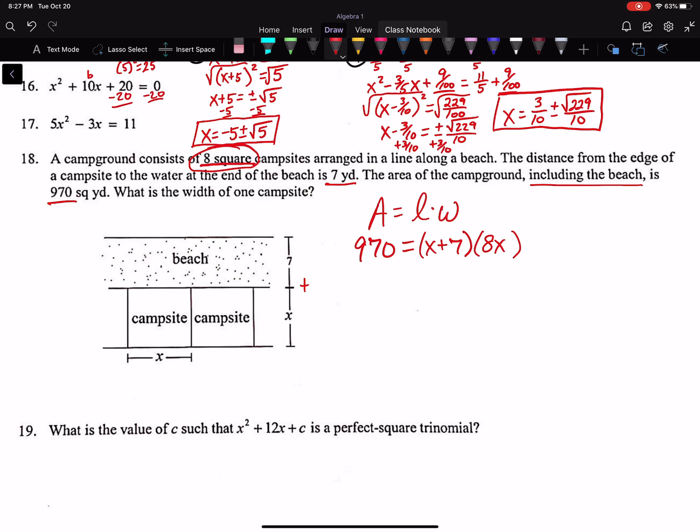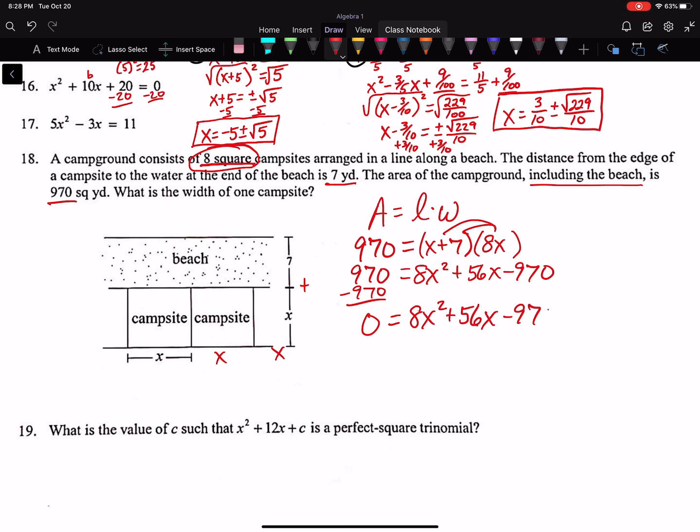There's an x here, an x here, an x here. They just didn't draw the whole picture. They just gave us a snippet, okay? So we are going to work this out now. We have 970 equals, I distribute, I get 8x squared plus 56x. I'm going to set it equal to 0, so subtract 970 from both sides. 0 equals 8x squared plus 56x minus 970.